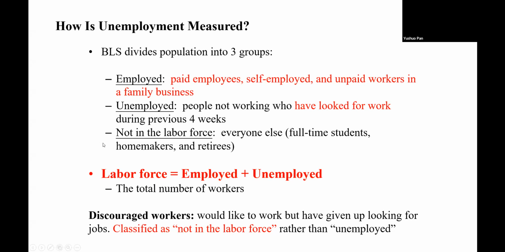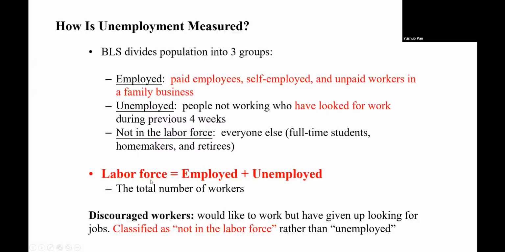The last category is not in the labor force. So it's everyone else besides these two, employed and unemployed. Basically, for these two groups, the people really want to have a job during this period. So this is what we call the labor force. And the people not in the labor force are the people who really do not want to find a job recently or currently. So usually it includes the full-time students, the homemakers, and the retirees. Usually these three parts. So again, these three definitions are important.